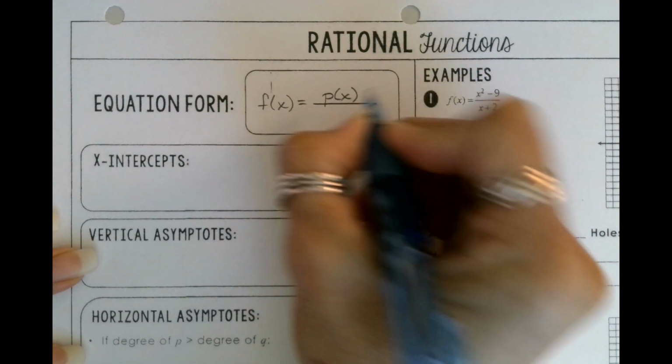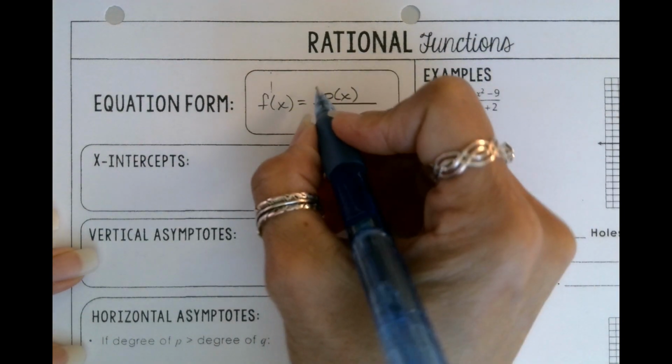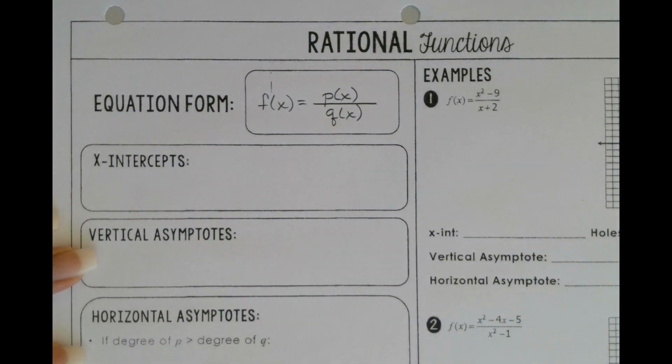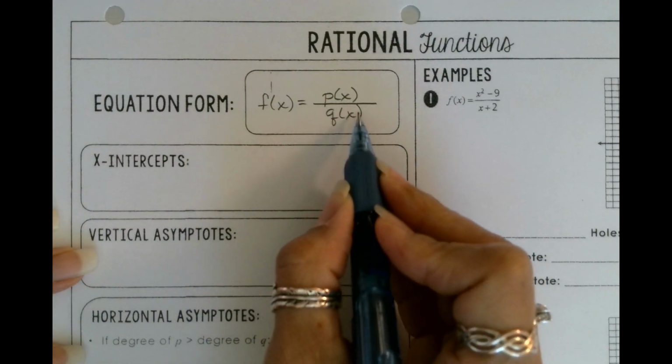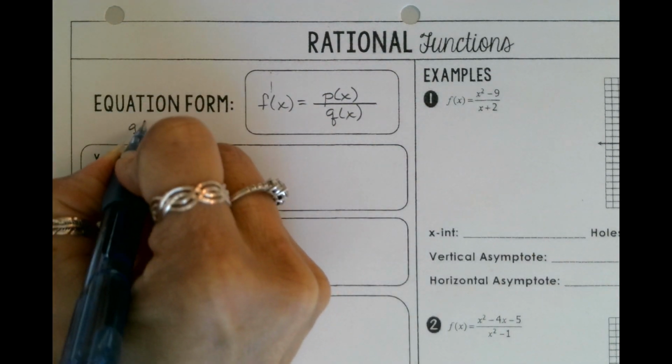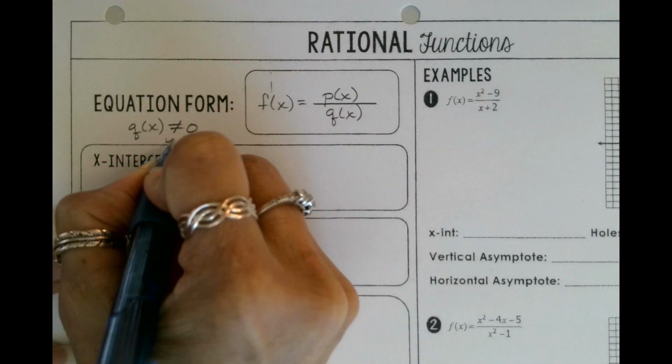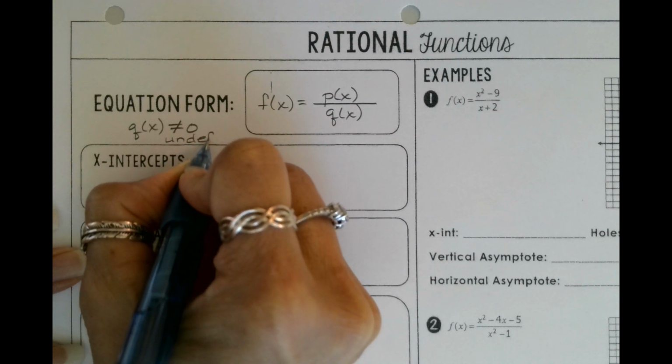Let's let the numerator be the polynomial p of x and the denominator the polynomial q of x, where q of x can never be 0. Okay? We never want our denominator values to ever be 0. These are undefined values, right?